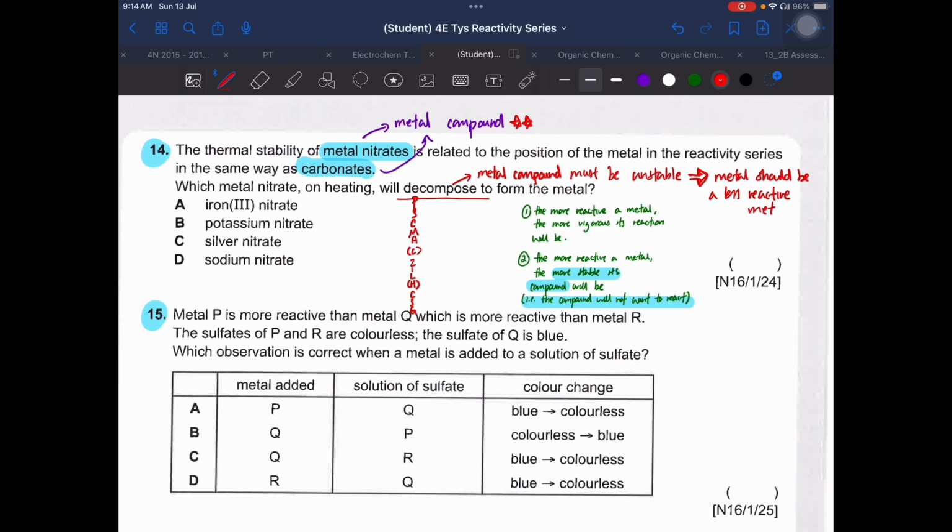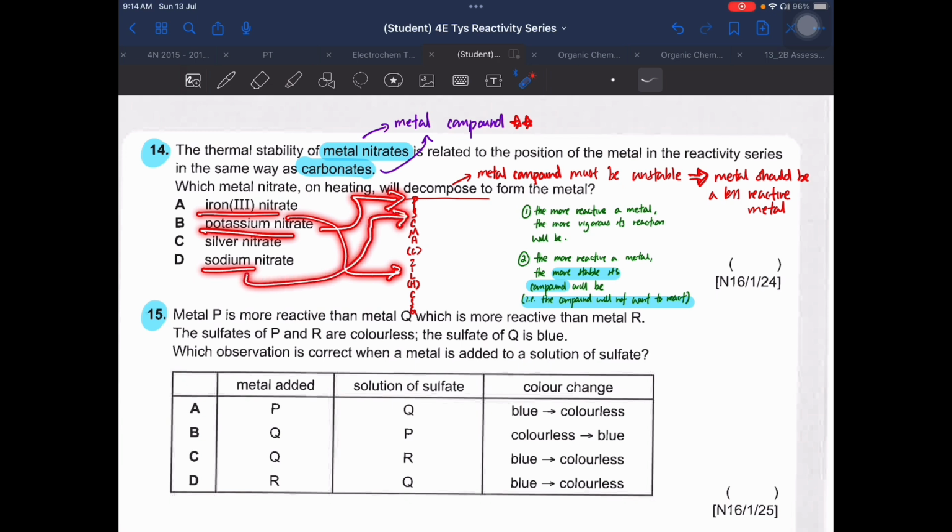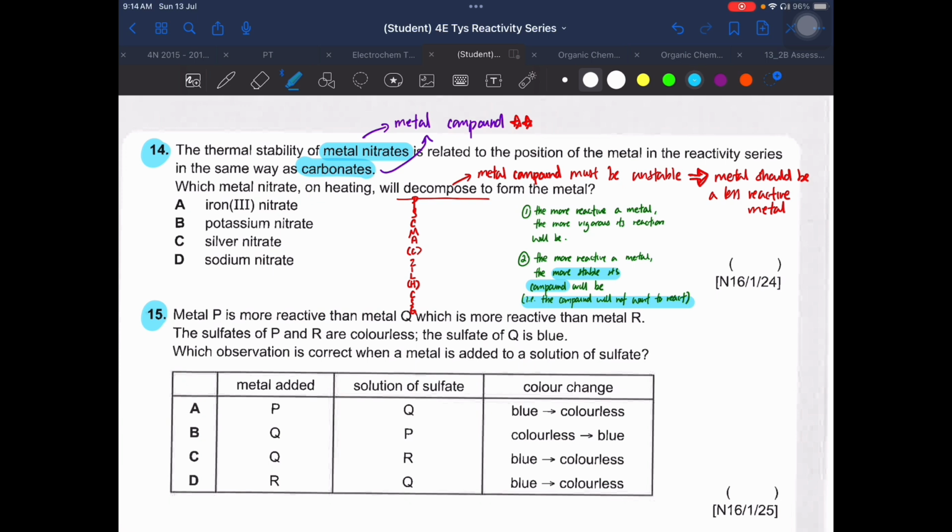If not, it's not gonna react. So if now you look at the 4 options over here, there's iron, there's potassium, there's sodium, and you realize that the least reactive metal over here is actually the one with silver. So therefore the compound of silver will likely be able to decompose when it's being heated up. So this question requires you to apply statement 2.